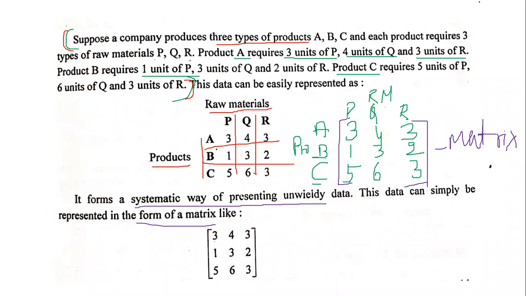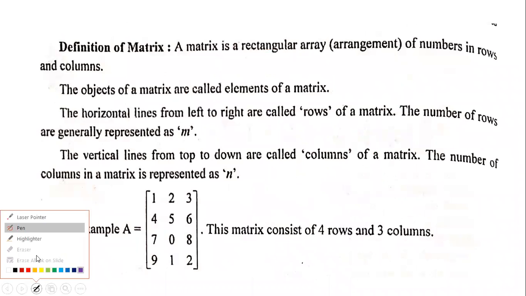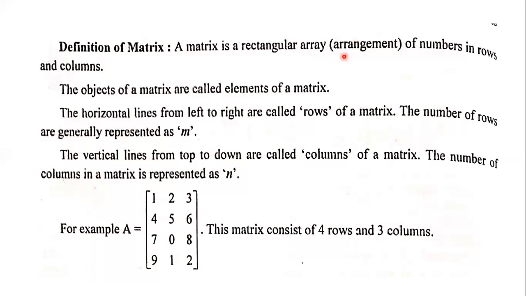Okay, now let us move on. Coming to the definition of a matrix. A matrix is a rectangular array. Array is nothing but an arrangement of numbers in rows and columns. A matrix is a rectangular array or rectangular arrangement of numbers in rows and columns. So we will have rows.